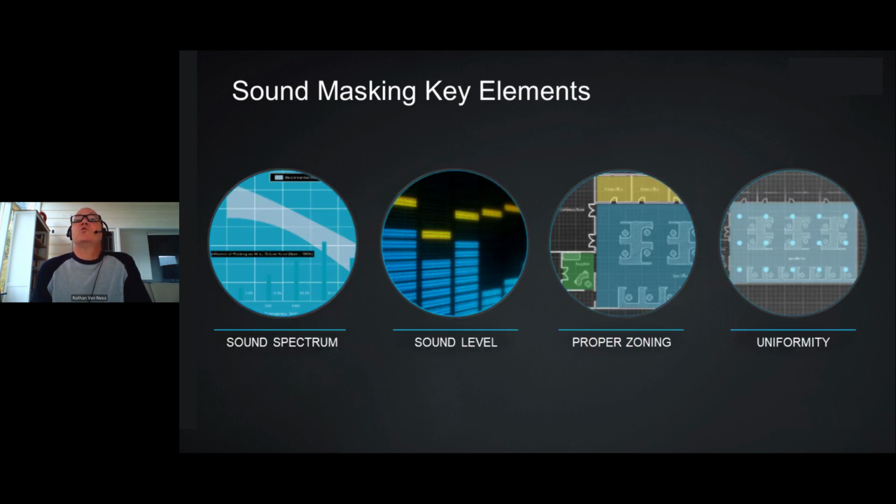The next 4 slides will detail the 4 primary elements of all sound masking systems. In a nutshell, to create an effective sound masking system, we need the correct sound or spectrum, the correct sound level, control over the system with proper zoning, and finally, uniformity of coverage.